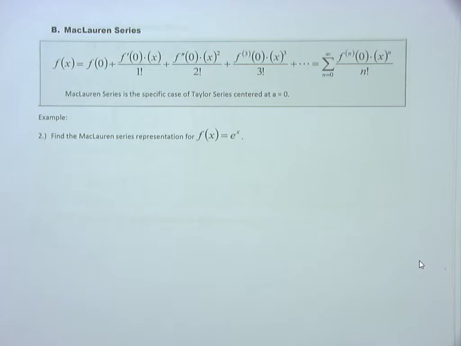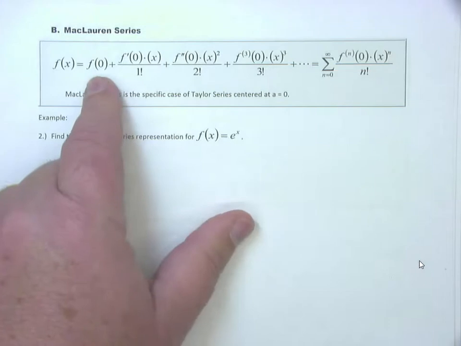But here's the deal. We don't tell you, hey, find the Taylor series centered at 0 of this particular function. We're going to say, find the Maclaurin series. It's implied that your centering point is going to be 0. So it will clean up your Taylor series quite nicely.